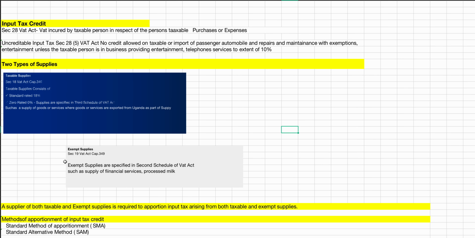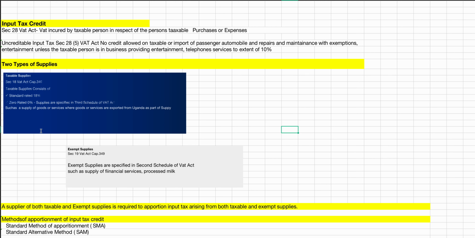So, starting with the VAT input, under section 28 of the VAT Act, VAT is incurred by a taxable person in respect of taxable supplies or purchases. And we also have what we call uncreditable VAT input, that is under section 28 subparagraph 5 of the VAT Act, where no credit is allowed for some taxable supplies or imports of passenger automobiles, repair and maintenance, with exemptions for people in that industry, when you're dealing particularly in automobiles.